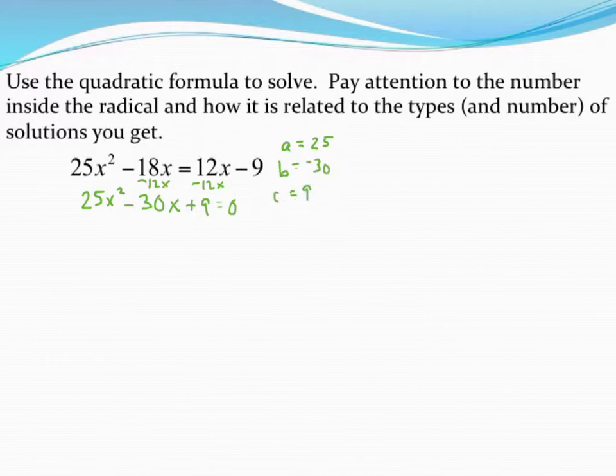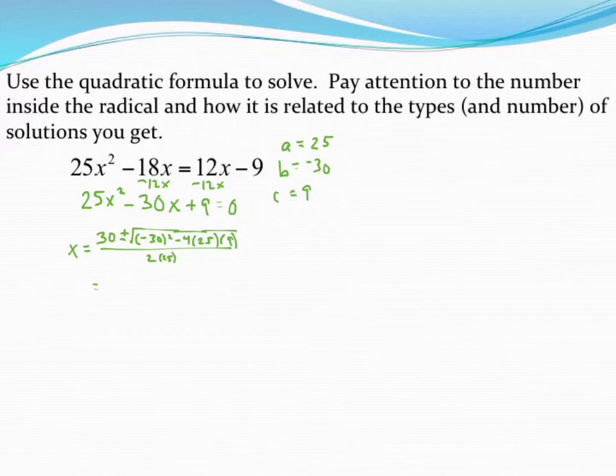So using the quadratic formula, although like I said, you could try factoring, and this time it would actually work, I'm going to get x equals the opposite of b, which is positive 30, plus or minus the square root of b squared, remember those parentheses, especially when b is negative, minus 4 times a times c, and the whole thing is divided by 2 times a, so 2 times 25.